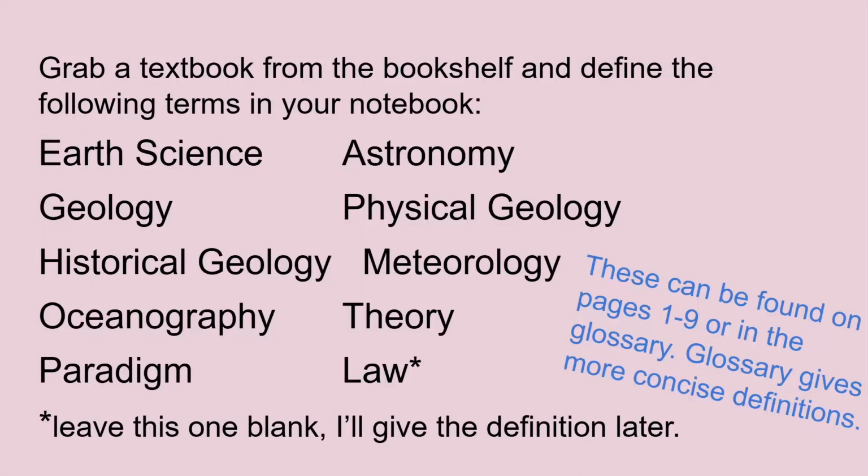So the terms we were going to define were earth science, geology, historical geology, oceanography, paradigm, astronomy, physical geology, meteorology, theory, and law. But law is not going to be in the book, so we're going to leave that one blank. I'll give the definition at the end. These can all be found, the fastest way in the glossary, but they were on pages 1 to 9 in chapter 1. The glossary just sometimes gives a more concise definition, and I'll have these all in the slideshow. So here we go.